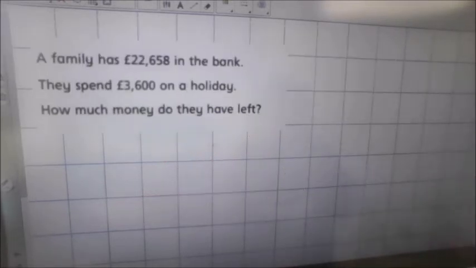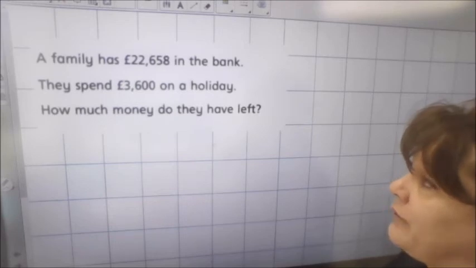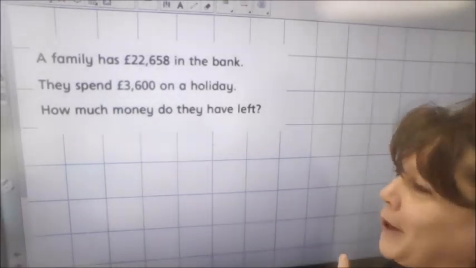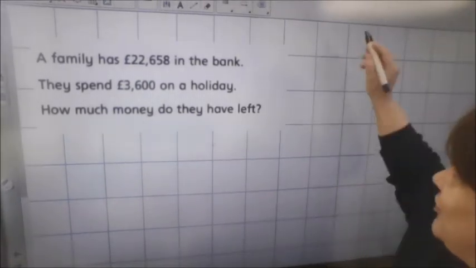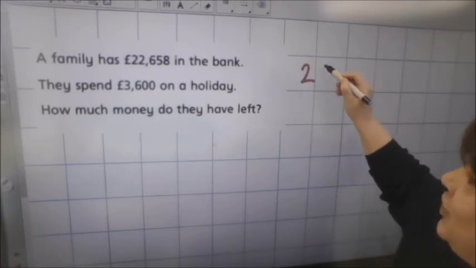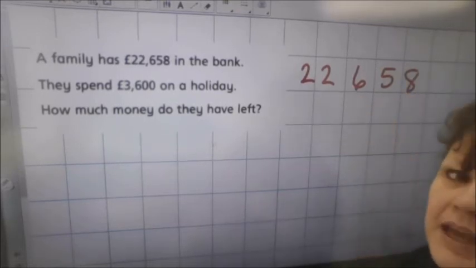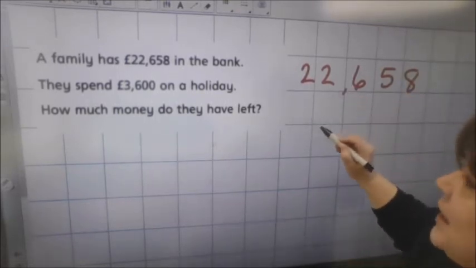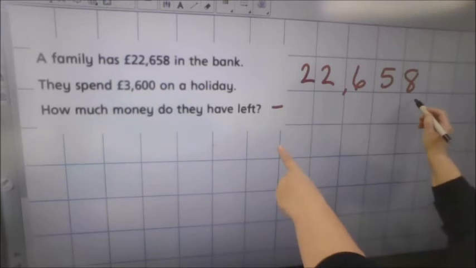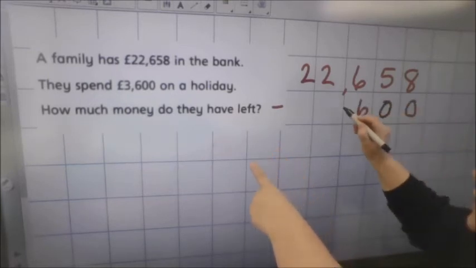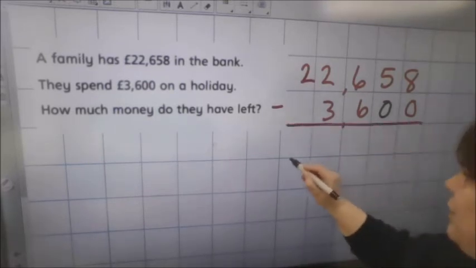So a family has got £22,658 in the bank. They spend 6,300 of it on a holiday. Not at the moment, but you never know. And then how much money do they have left? So let's do our calculation then. So we've got 22,658. That's what they started with. But then they ended up spending 6,300 on a holiday. So again, I'm going to go backwards. So I'm going to go 0, 0, 3, 6, and I know I've got my digits in the right place then.